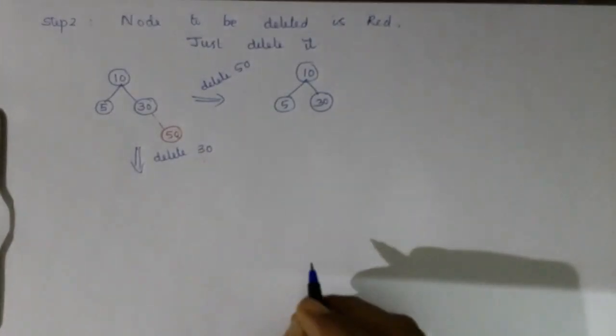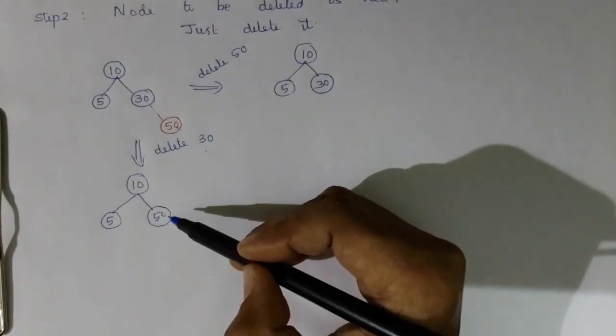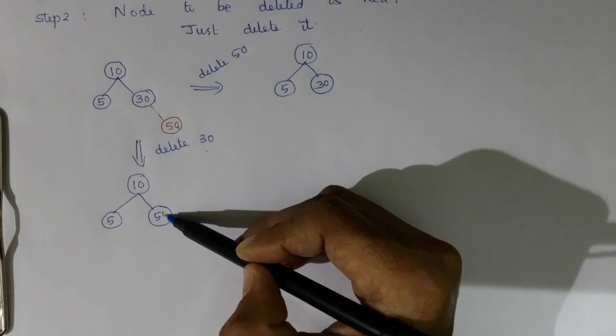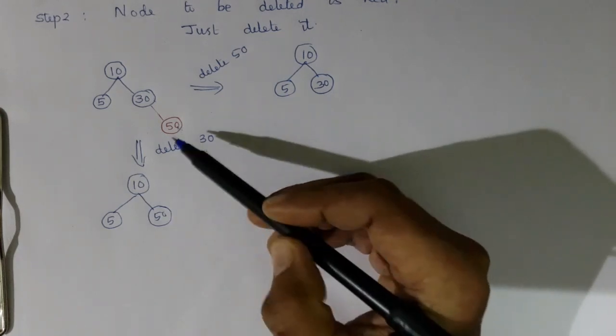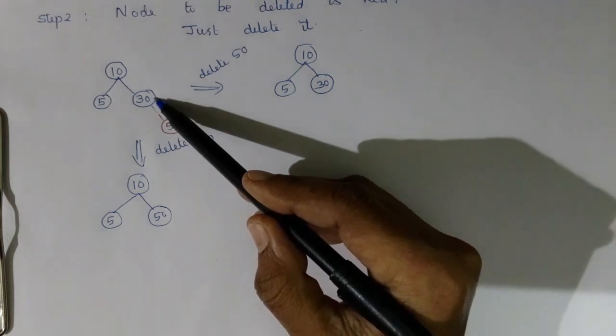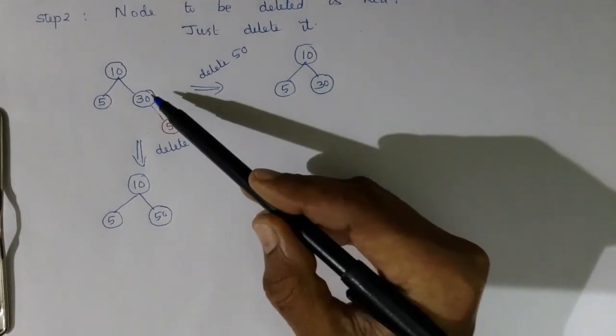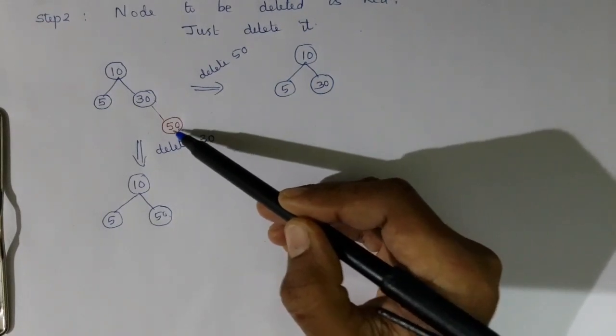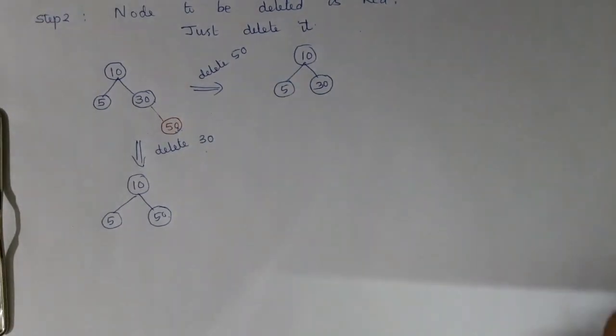Delete 30. So we get a tree like this. Here 30 is replaced by 50. We do not change the color. The color of 30 is black. When we replace 30 by 50, then that node becomes black itself. So we have to delete a red node. You simply delete the red node.